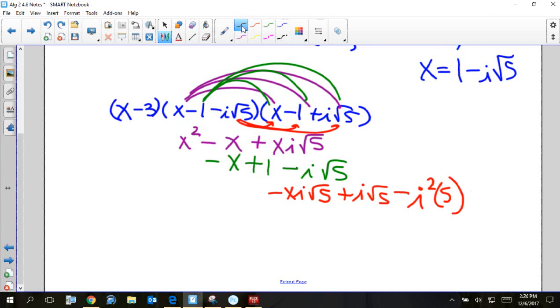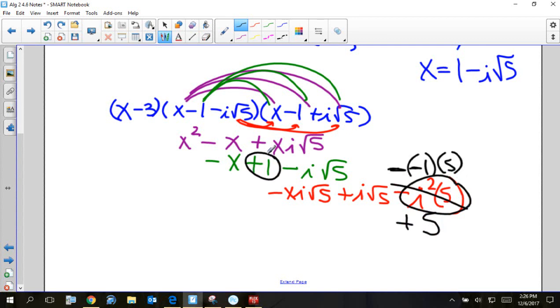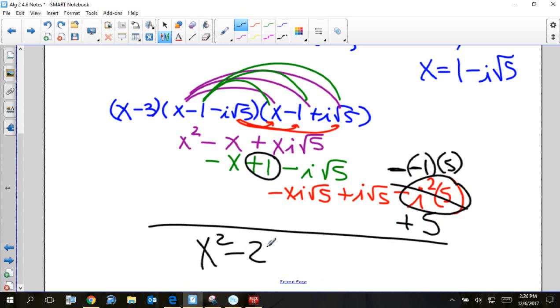So a few people were asking me about this last term. When we multiply i radical 5 times i radical 5, you get a negative i squared, and then you get a 5, and it's all multiplied together. And remember, i squared is the same thing as negative 1. So we multiply a negative times a 5. This whole term becomes plus 5, which I add to plus 1. So I get x squared minus 2x plus 6 after I cancel out all those 5s. And then I bring down my x minus 3 and I finish.